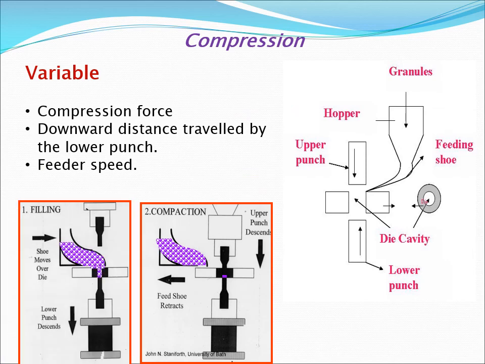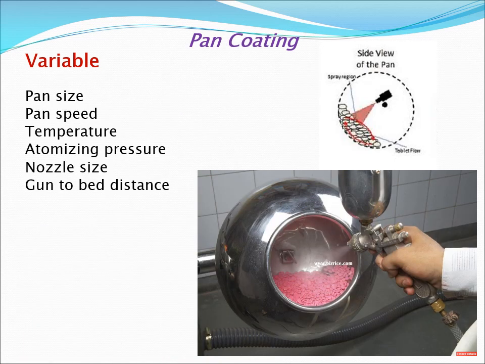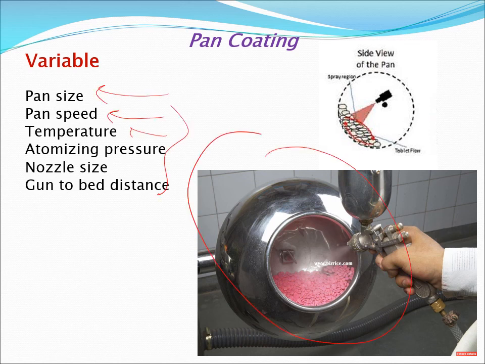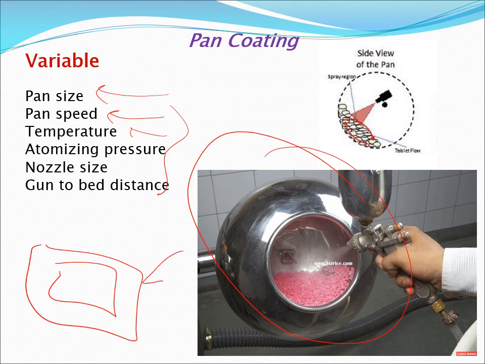In the compression step, if you measure the compression force of the machine, the movement of the lower punch, the feeder speed, the speed of the feeding shoe moving right and left, that is called validation. While if you measure hardness, friability, weight variation, thickness or whatever, dissolution, that is called quality control. Again, in pan coating, for example, if you measure pan size, pan speed, temperature, anything related to the process itself, that is validation. While if you measure the thickness of the coat on the product, that is quality control.